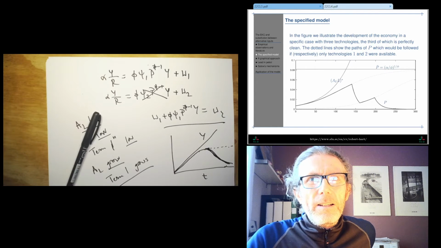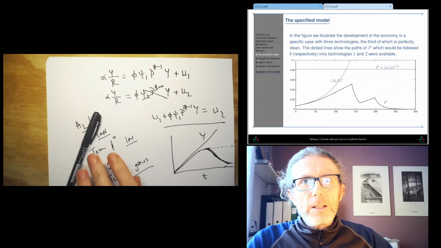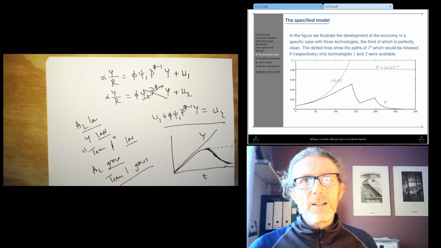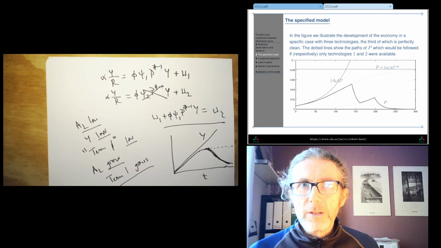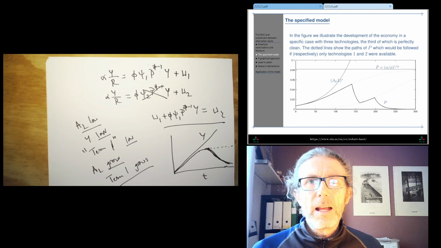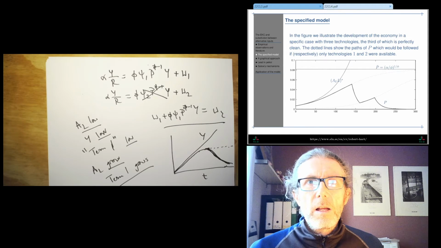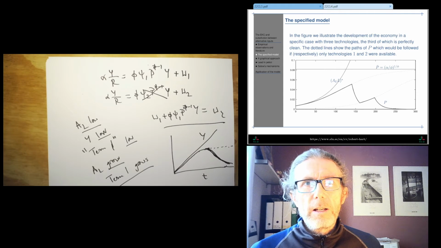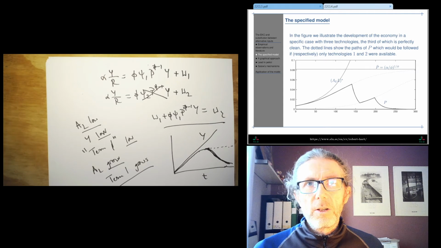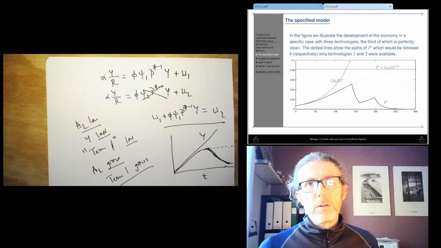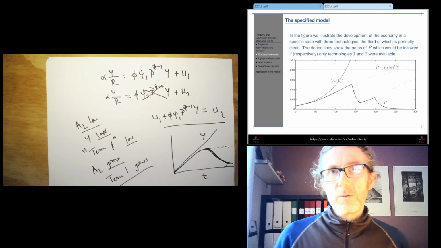In the figure, we illustrate the development of the economy in a specific case with 3 technologies, the third of which is perfectly clean, and that is the most expensive one, of course. The dotted lines show the paths of pollution which would be followed if, respectively, only technologies 1 and 2, or only technology 2, were available.